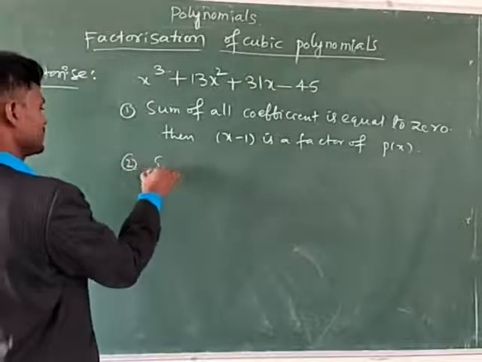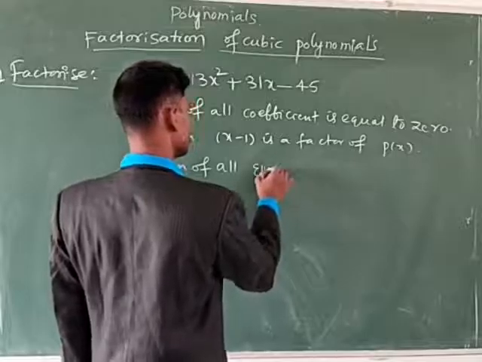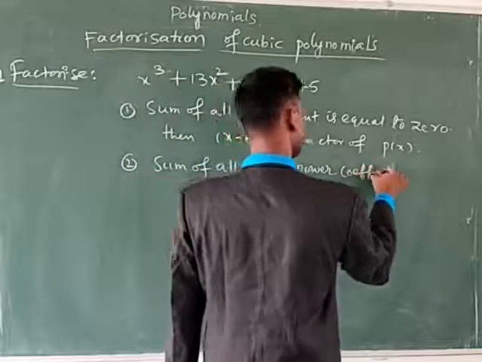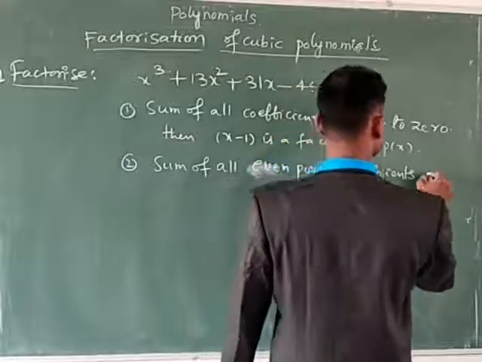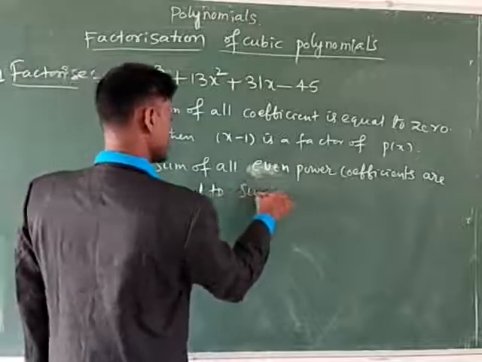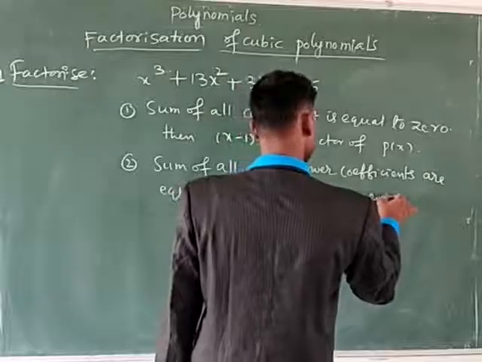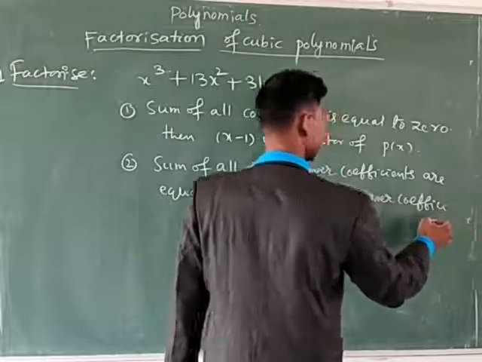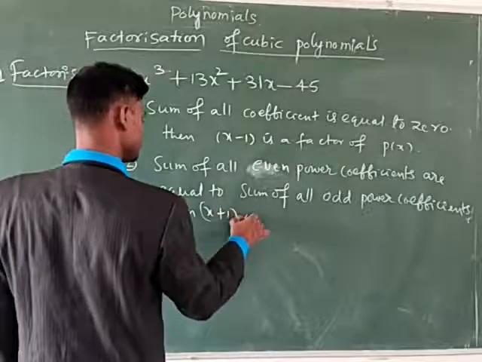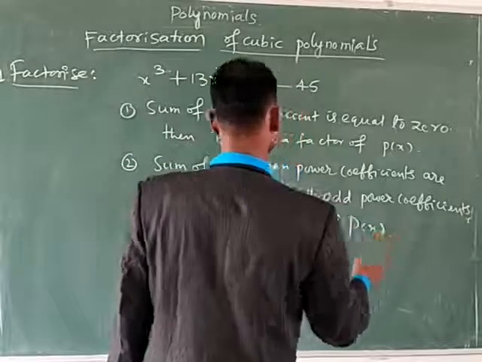Next, the second point is: sum of all even power coefficients is equal to sum of all odd power coefficients. Then x plus 1 is a factor of p of x.